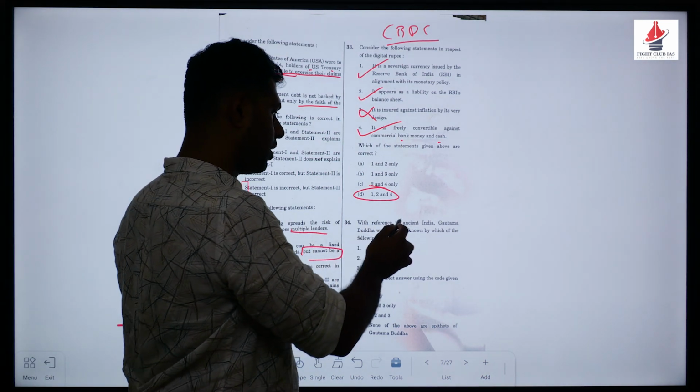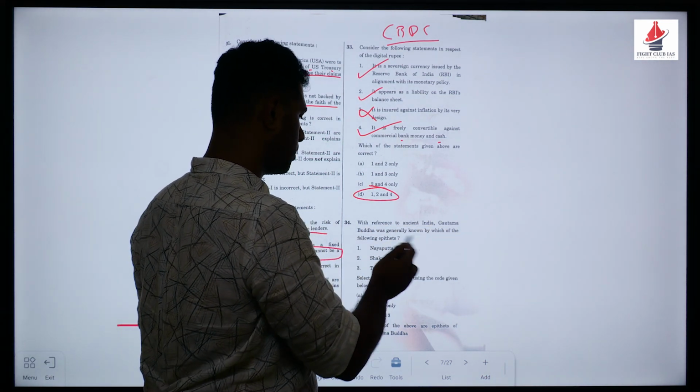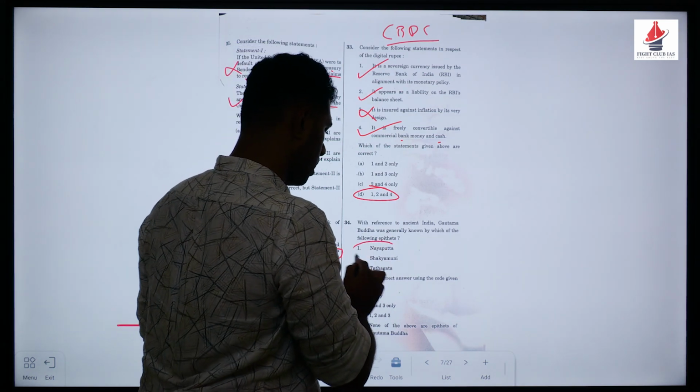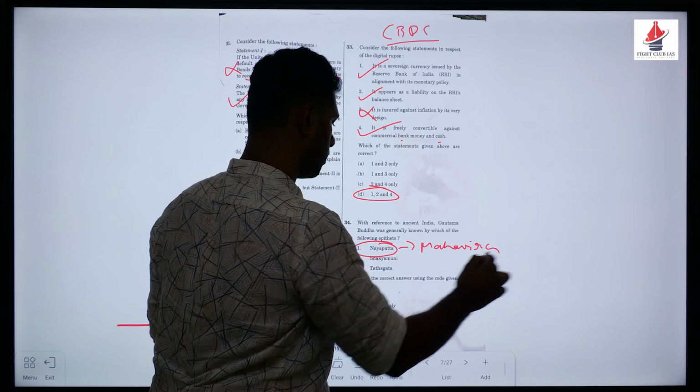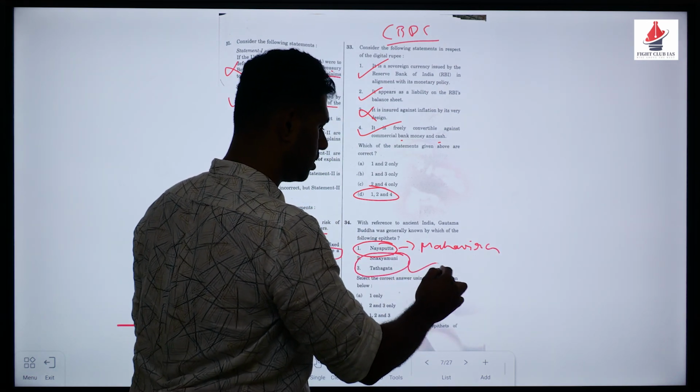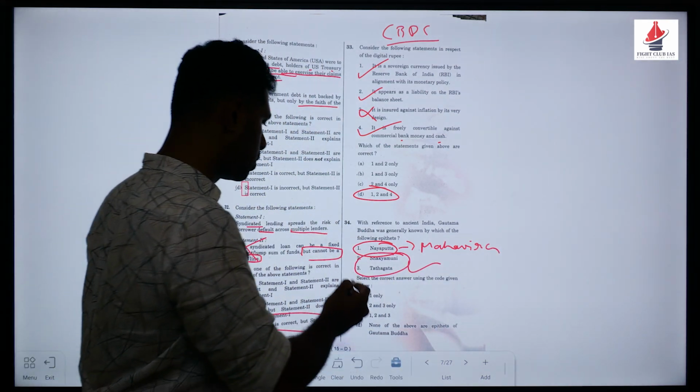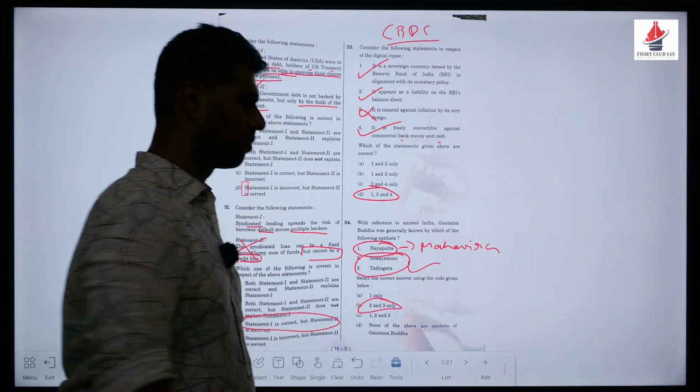D. With reference to ancient India, Gautam Buddha was generally known by which of the following epithets? First one, Nayaputta, this was the name given to Mahavira. It was not given to Gautama. Shakyamuni and Tathagata, yes, these were the names given to Gautama. Answer is 2 and 3, B. Clear?